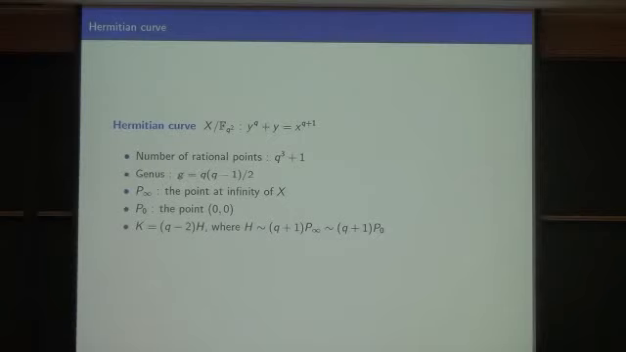That means it has a lot of rational points. The number of rational points is q^3 plus 1. The genus is q(q minus 1) divided by 2. We'll denote the point at infinity as P infinity, and the origin as P0. And the canonical divisor is (q minus 2)H, where H is the intersection divisor of a line. In other words, this is equivalent to (q plus 1) P infinity and (q plus 1) P0.